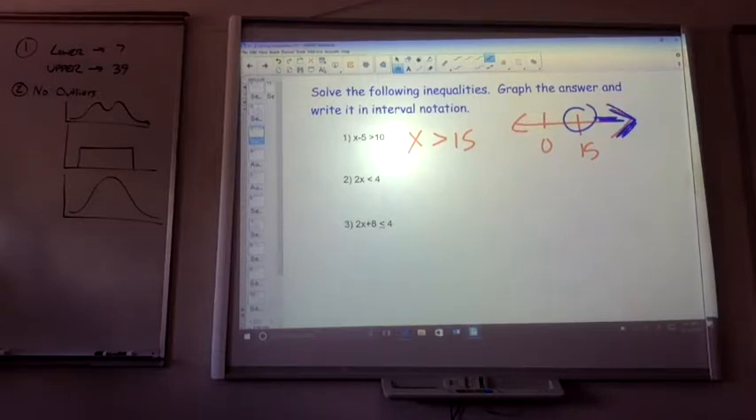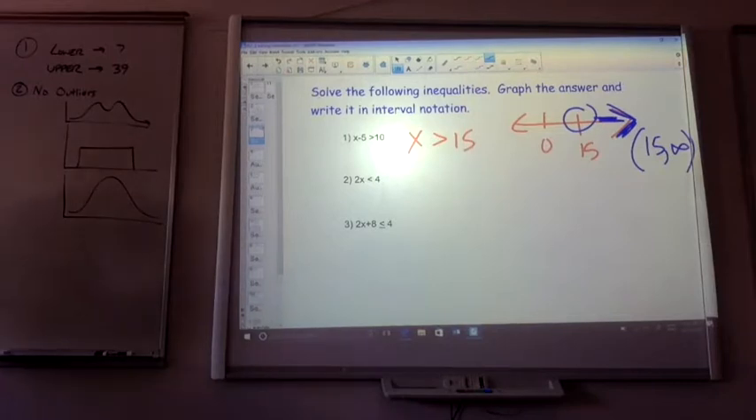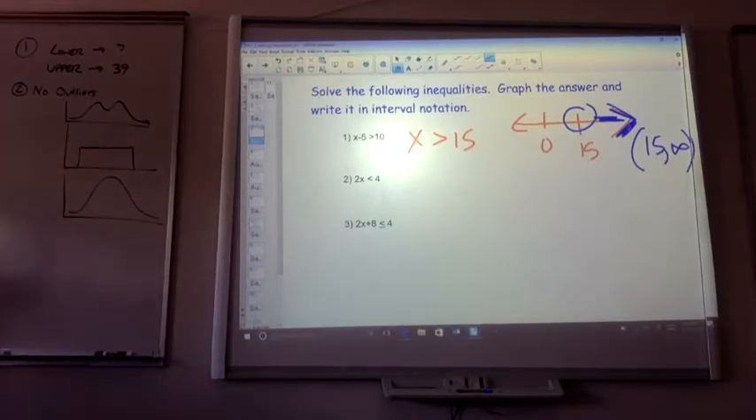So if we make our interval notation, it is going from 15. Is it a rounded bracket or a square bracket? Rounded, because we don't include it, we're going to infinity. So again, that's the interval notation, okay?